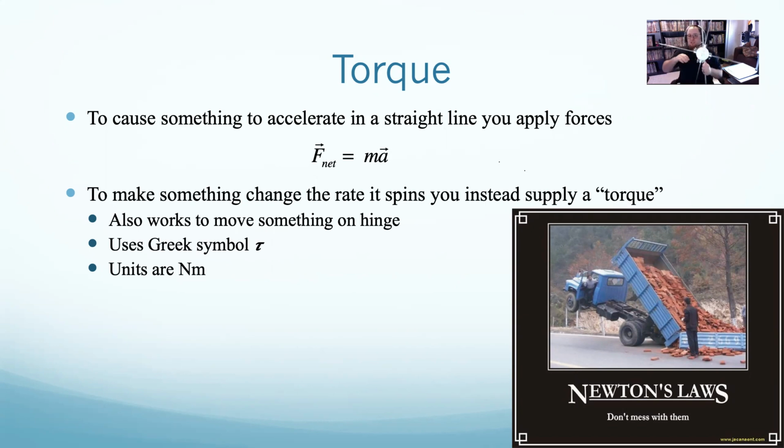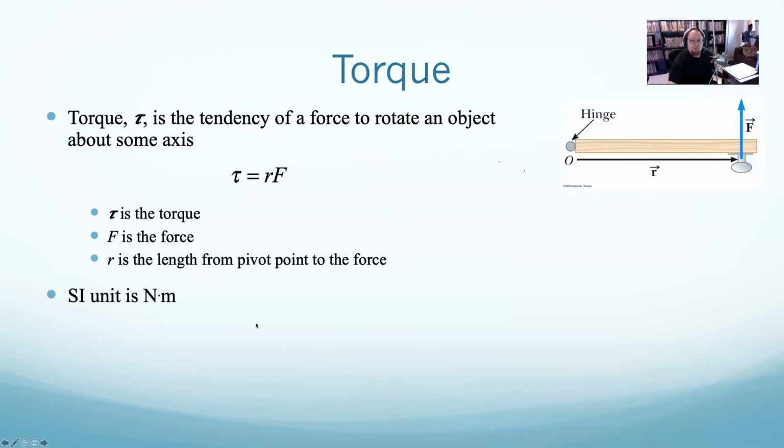If I want to spin this, I'm going to push on it to cause the spin. I'm not going to say I'm applying a force. I'm going to apply a torque, pushing here, giving it spinning. This also works anytime you want to open a door, anything on a hinge, you apply torques. Once again, the symbol is tau, units are Newton meters. And torque is just defined as how hard it is to rotate something around an axis.